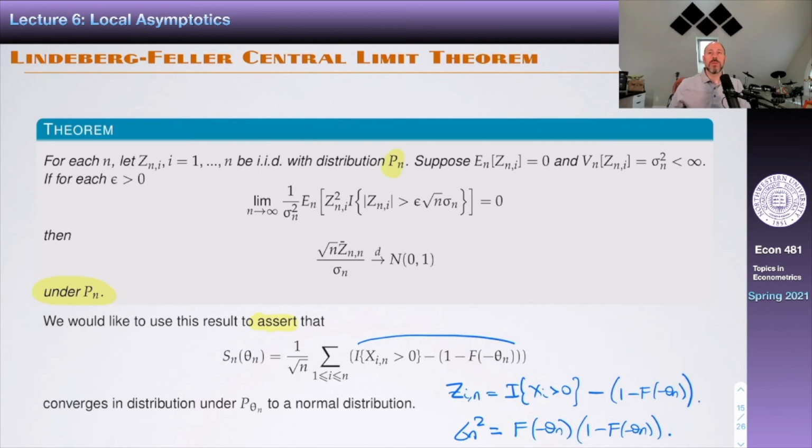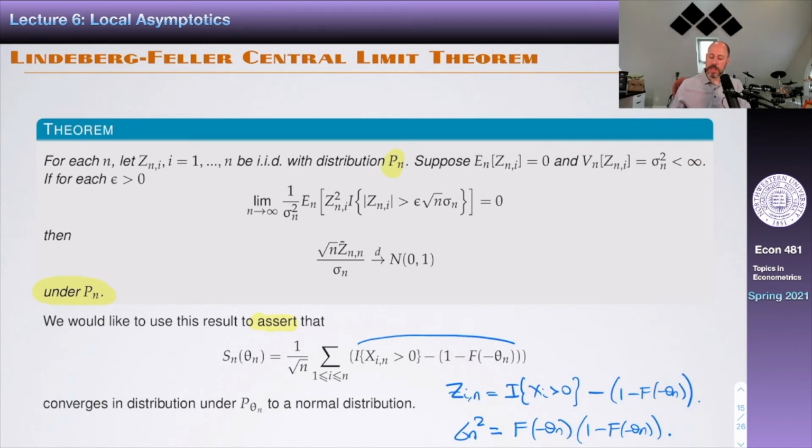So now we want to apply this CLT to this test statistic. And in order to do so, we realize that our test statistic is just the average of this guy. So this is our Z. And what's the variance of Z? Well, it's the variance of this indicator, which we already showed in the previous slide, that is F times 1 minus F. It's actually quite straightforward to check this condition here, because the expected value of Z is 0, so it is properly centered. That the variance is finite, yeah, of course.